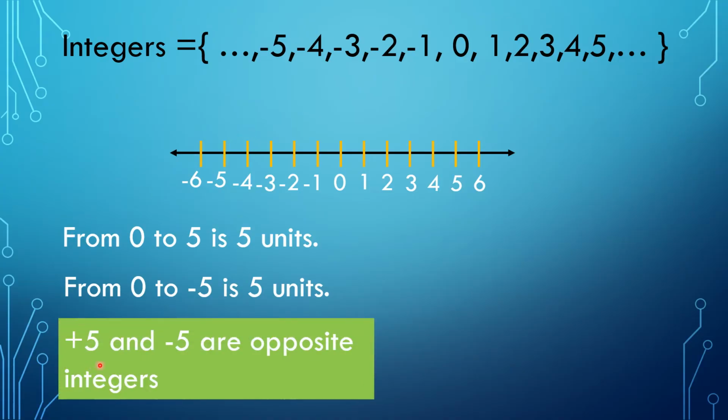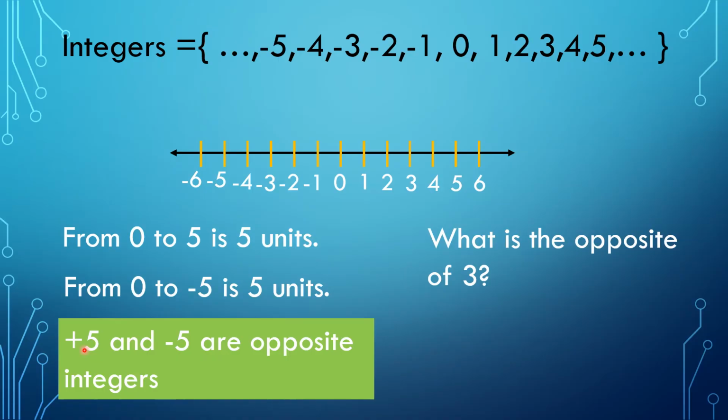Now, positive 5 and negative 5 are opposite integers. Okay? Which means when we say opposite integers, they are of the same distance from 0. Because from 0 to positive 5 is 5 units, and from 0 to negative 5 is 5 units. So they are of the same distance from 0, and they are what we call opposite integers.